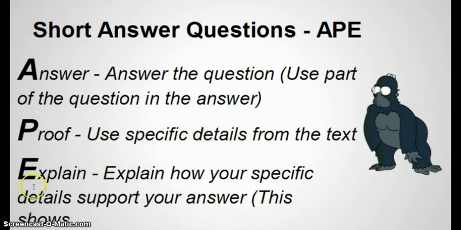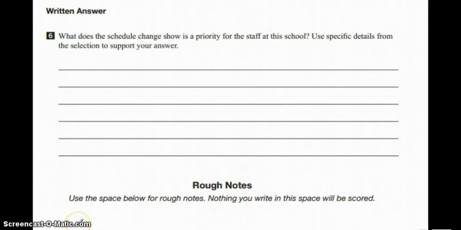Basically, what you need to do there is explain how your specific details support your answer. So draw the connection out between the evidence from the text and what you said. You're kind of making an inference here. So in other words, you're saying the evidence in the text shows that this is beneficial, or whatever the case may be. So all 3 components need to be there in order to get full marks.